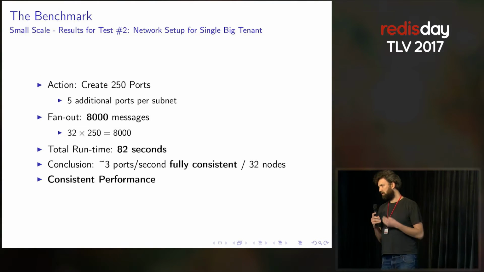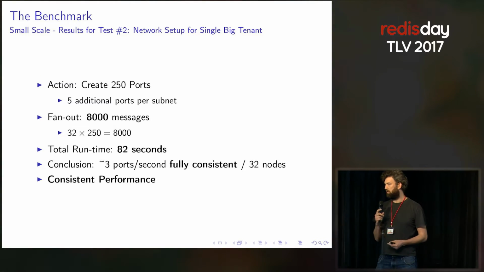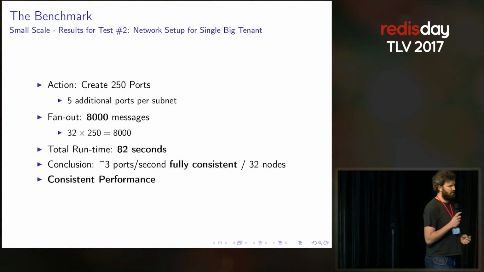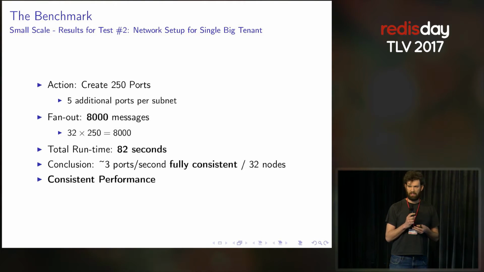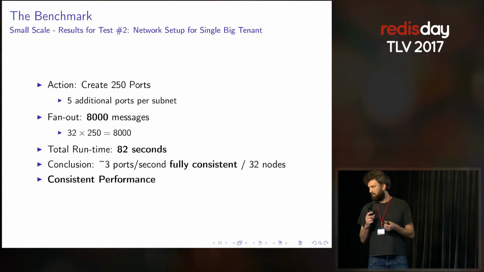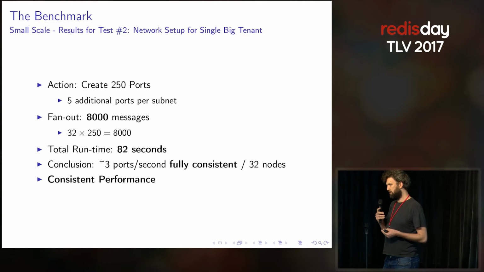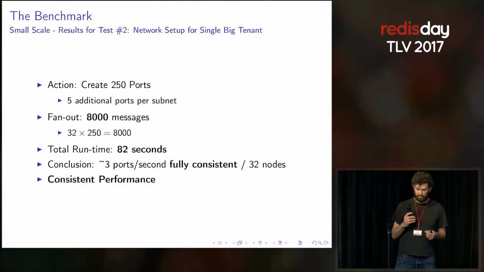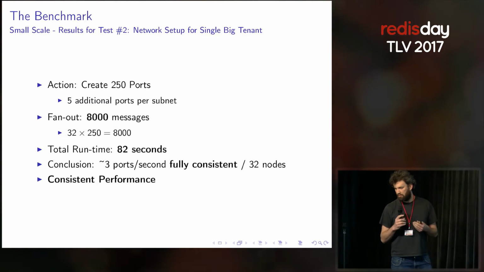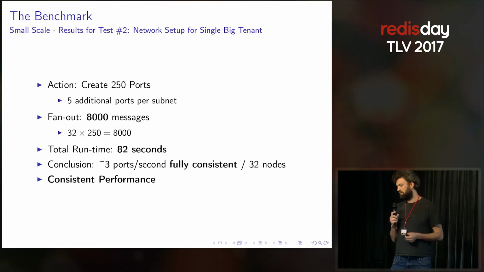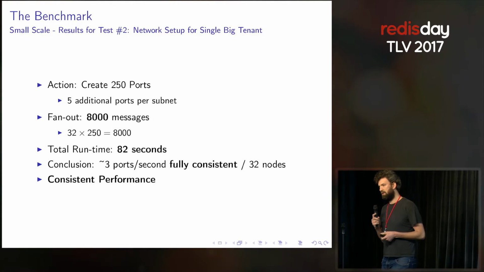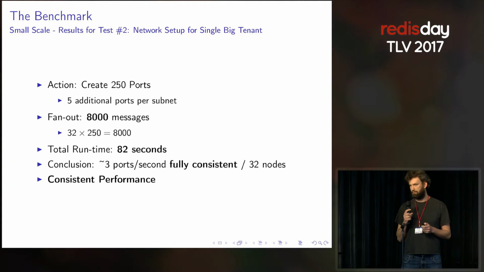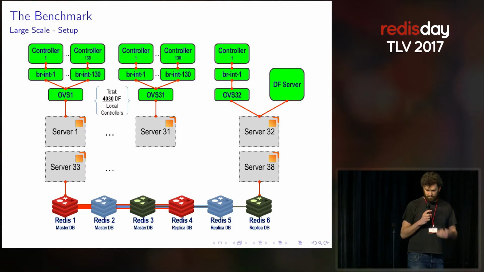And the more interesting part is trying to create now 250 ports, which is 5 ports per subnet. And then we realize that we have 8,000 messages, and it takes 82 seconds. And we see that we still reach 3 ports per second. So our performance is consistent, and it shows that with a relatively large number of ports, we still have very reasonable performance when it comes to creating ports.